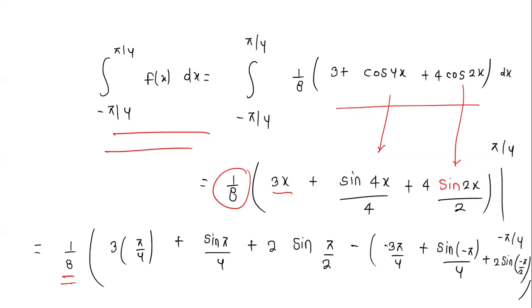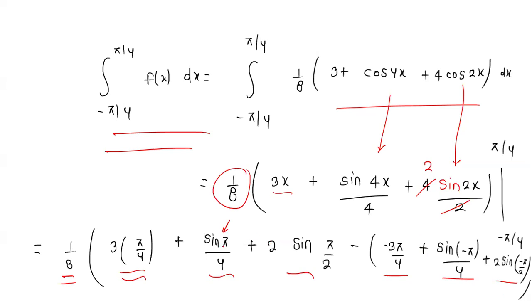So this 1 by 8 is outside. So if you put pi by 4, it will become like 3 times pi by 4. Here you have sine 4 multiplied by pi by 4, which is sine pi divided by 4. And here this will cancel, and it will give us 2, and 2 times sine pi by 2. And similarly, if you put minus pi by 4, we have this minus 3 pi by 4, sine minus pi by 4, and 2 times sine of minus pi by 2.